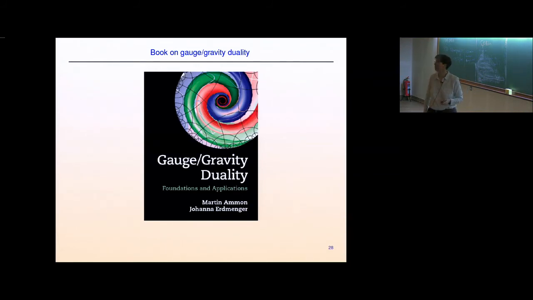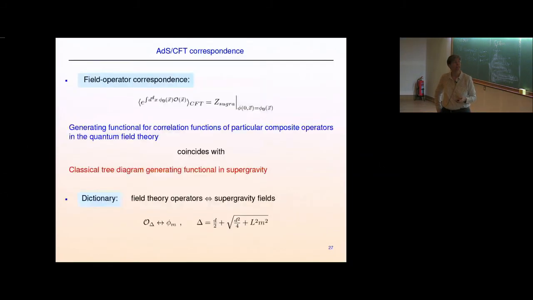Excuse me, I have a dumb question actually. Since you find the correspondence between a quantum field theory and the classical theory, what is this supergravity then? Is it just classical gravity? Yeah, it's a particular classical gravity theory.